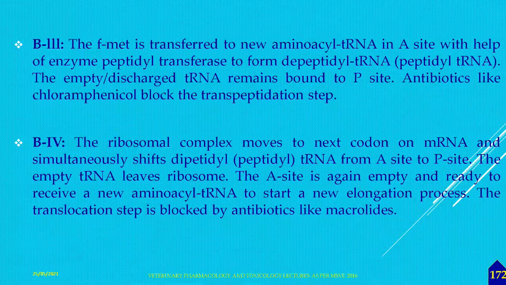Whereas in the next step, the ribosomal complex moves to the next codon on mRNA and simultaneously shifts the dipeptide tRNA from the A site to the P site. So it is going to change. The empty tRNA leaves the ribosome, then the A site is again empty and ready to receive a new aminoacyl tRNA to start a new elongation process. This process continues, and especially the translocation step is blocked by the macrolides, as shown in the figure.